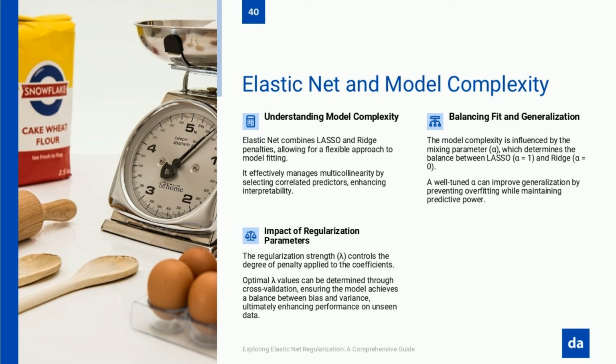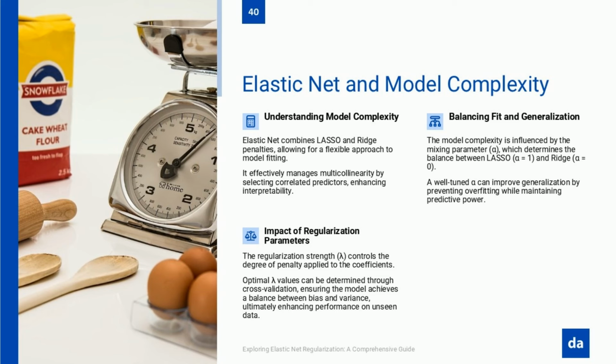A high lambda value makes the model simpler by shrinking coefficients and removing irrelevant predictors. The challenge is finding the sweet spot, where the model captures enough complexity to be useful, but not so much that it overfits. Elastic Net also prevents coefficient explosion.